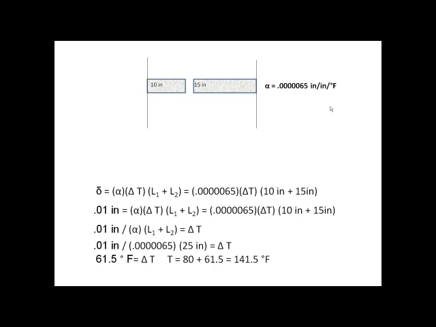The E in this case is given as 30 times 10 to the 6th psi, so you can plug that in and you'd find that there's roughly a 5-degree temperature change, and again you'd add that to the 141.5 degrees that you see on the screen.